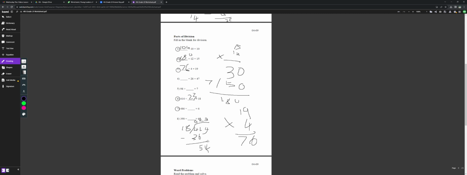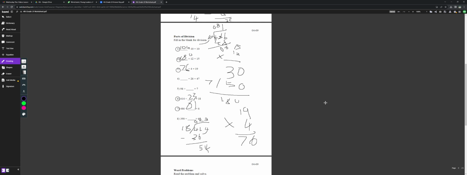For number 7, same thing. 486 divided by blank equals 6. We could find it by dividing 486 by 6. How many times does 6 go into 4? 0. 48. 8 times. So minus 48. We have 6, and how many times does 6 go into 6? 1. So it's 81.